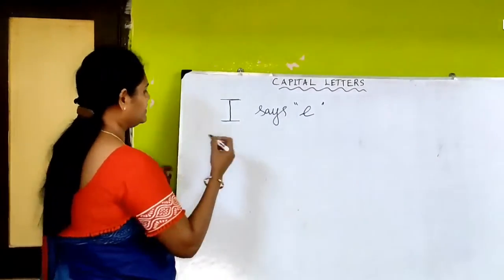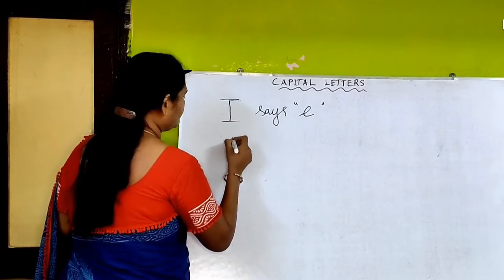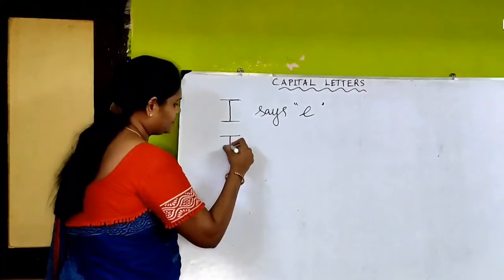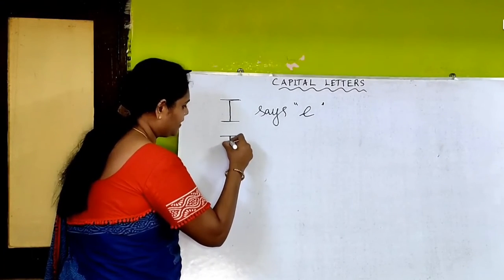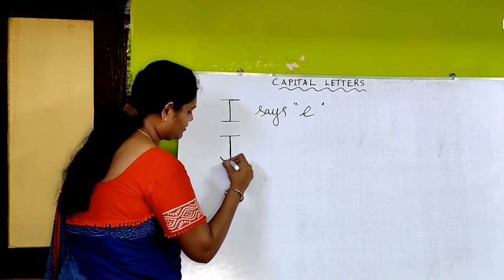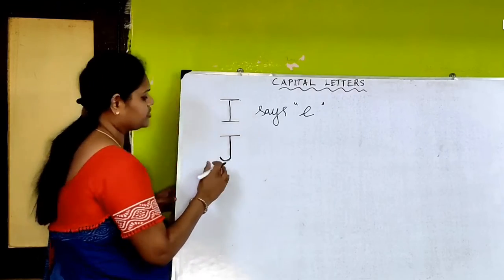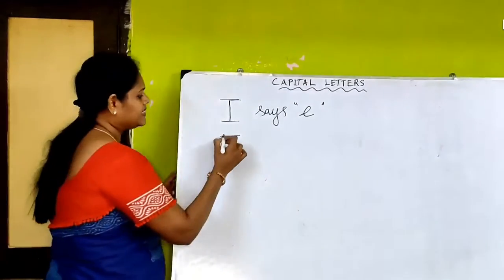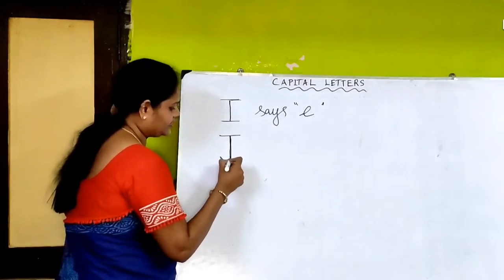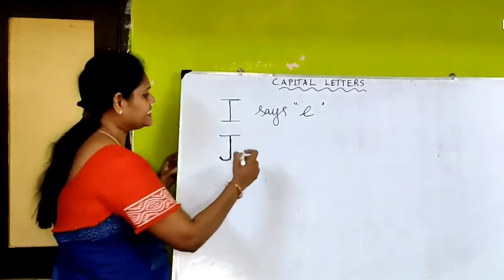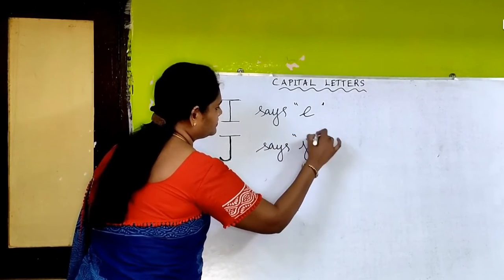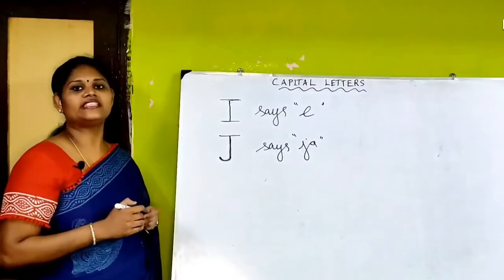After I is J. So, first put a sleeping line. Then at the mid of the sleeping line, you can put a standing line. Now, there comes a quarter curve. This is the quarter curve used in the alphabet J. Sleeping line, standing line, then quarter curve, right? J says ja. The phonic sound of J is ja.